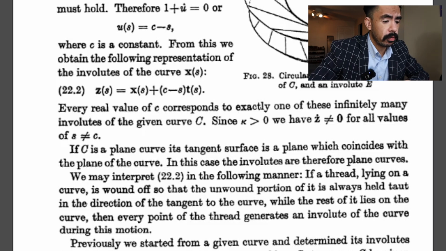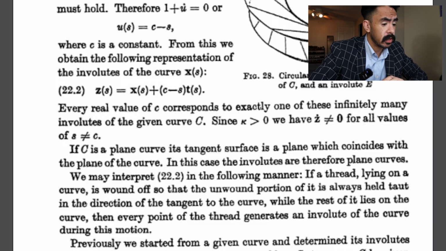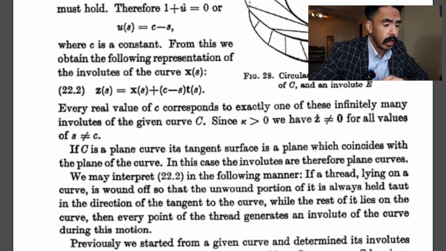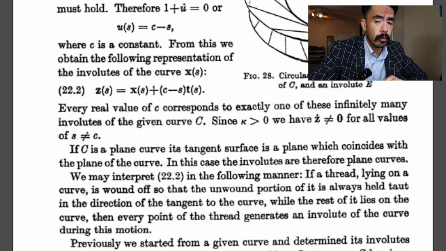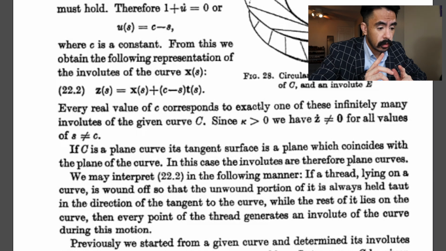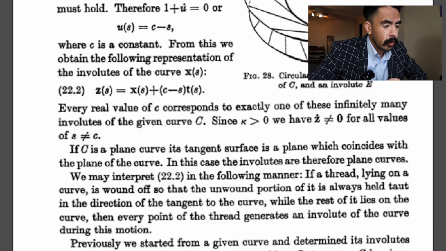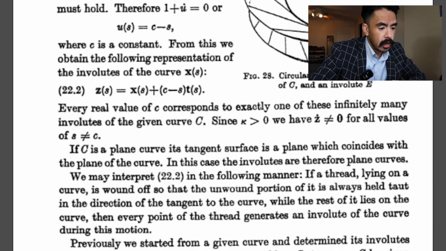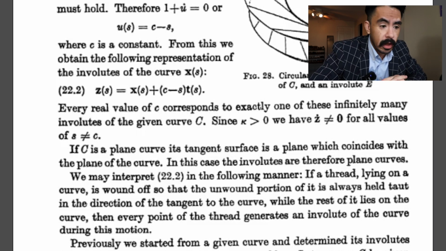If capital C proper is a plane curve, its tangent surface is a plane which coincides with the plane of the curve. In this case, the involutes are therefore plane curves. Anyways, we may interpret the formula representing involutes in the following manner.